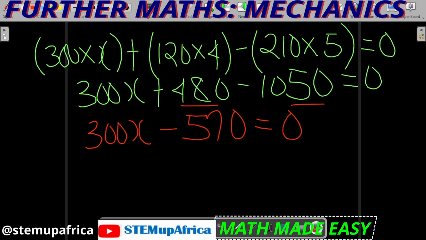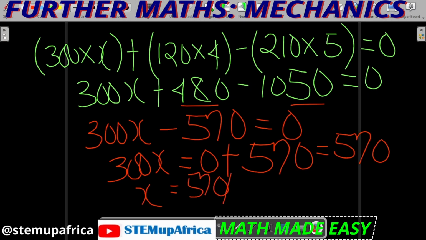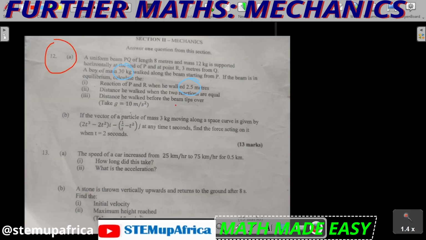So to find x, I will collect like terms. I'm having 300x equals 0 plus 570, which is simply 570. So my x is simply 570 divided by 300. That will give us 1.9 meters. So the boy walked 1.9 meters from the beginning, which is from P. That is the distance the boy walked according to question 2.